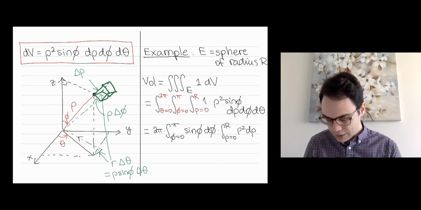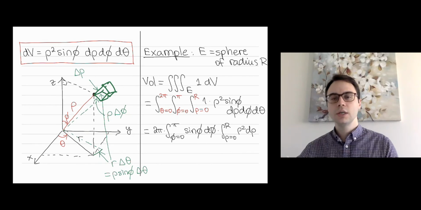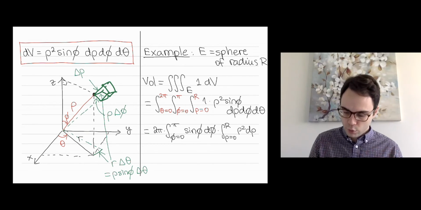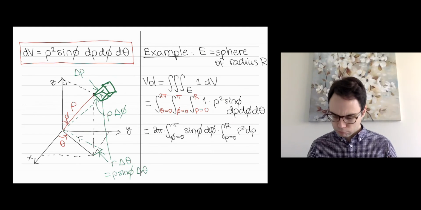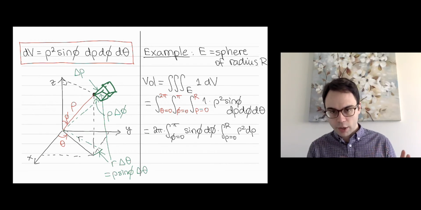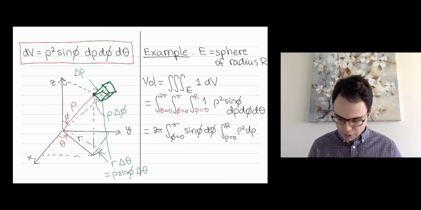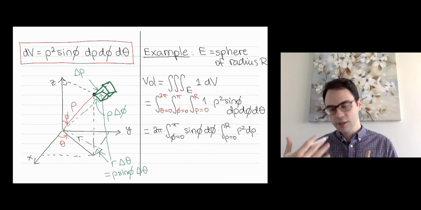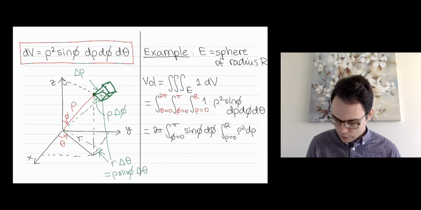Right, it turns out that whenever you're integrating a product of three functions, one function of rho, one function of phi, one function of theta, the triple integral of a product of functions is just the product of the integrals of the three functions. The reasoning is much like what I was doing before.